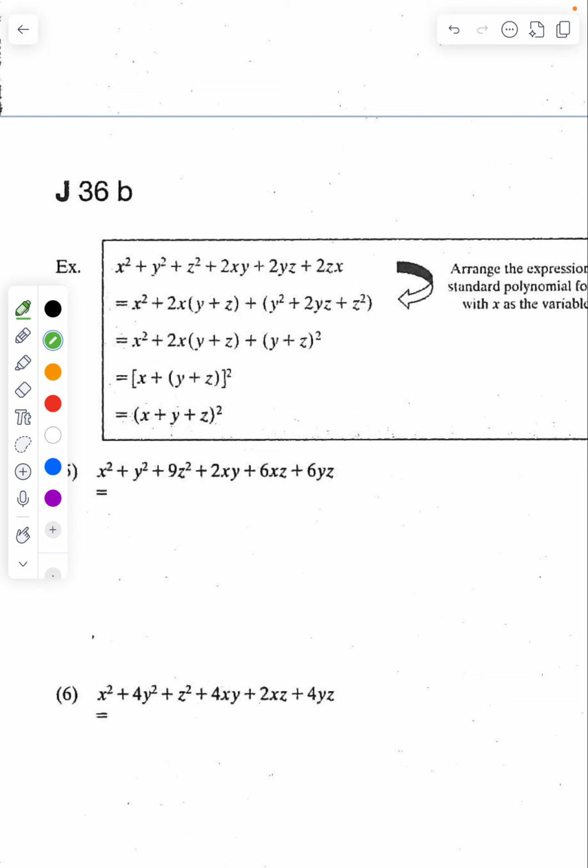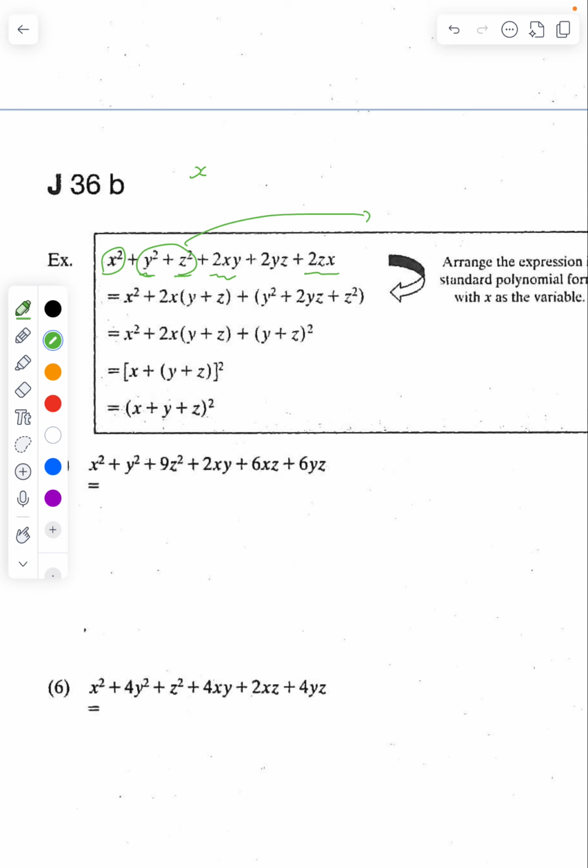If that's the case, we have the x squared over here. We have so many different noise terms over here. What I mean by noise is that we have the y squared, we have the z squared. Throw them at the back, because that's not related to my x variable. Then I find everything that has x in it. I have 2xy, I have 2zx. So what do I do with that? I will group them together. So let me rearrange everything for you.